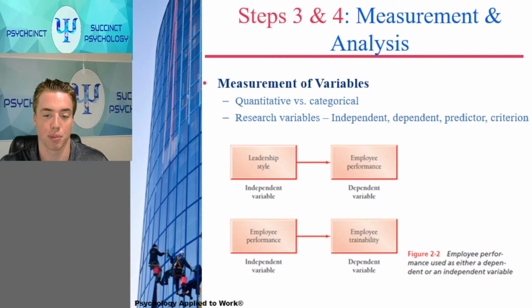Predictor is a variable used to predict or forecast a criterion variable, and it's the primary object of a research study. So here we have a little chart. The independent variable is leadership style, and the dependent variable is the employee performance, because the independent variable is what's being manipulated. So you can have the leader or boss have a really strict leadership style, and then the dependent variable is how the employee performance is affected by that change in the leadership style. Or you can have the independent variable be employee performance, and the dependent variable be employee trainability.